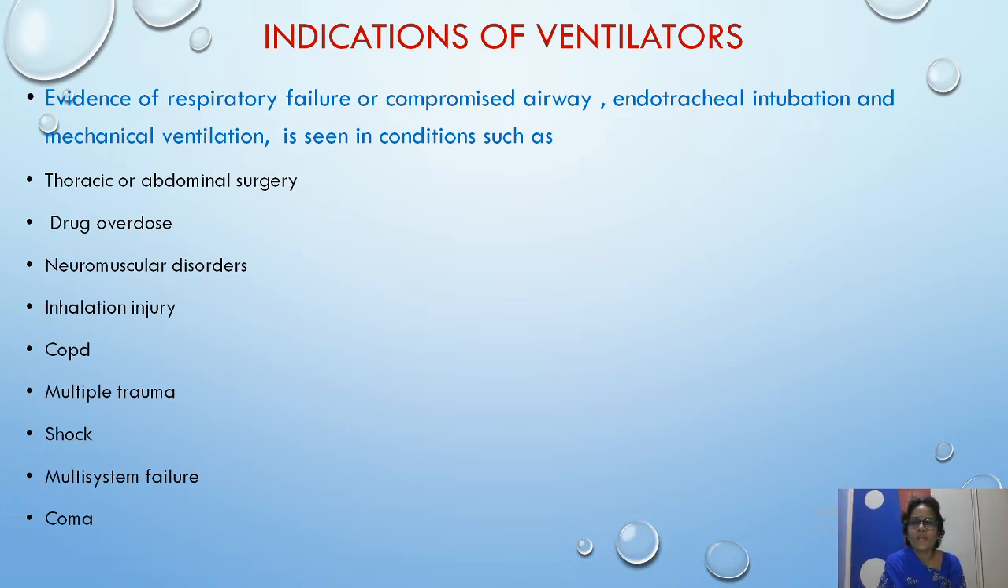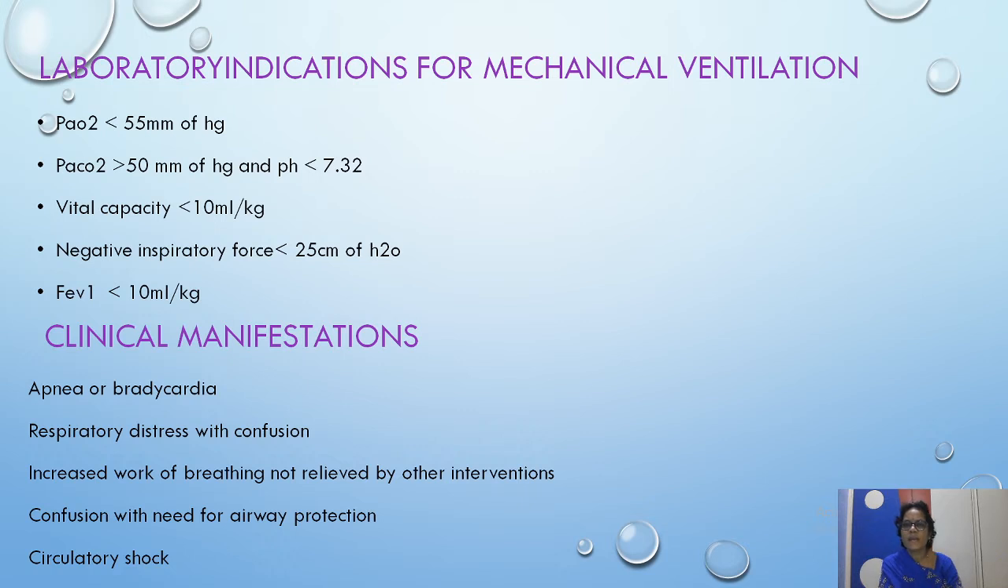Okay, next we will see the indications of ventilators. If there is evidence of respiratory failure or compromised airway, endotracheal intubation and mechanical ventilation are indicated. Now we will see the conditions which have respiratory failure or compromised airway, like thoracic or abdominal surgery, drug overdose, neuromuscular disorders, inhalation injury, chronic obstructive pulmonary disease, multiple trauma, shock, multi-system failure and coma. All these are indications for use of mechanical ventilator.